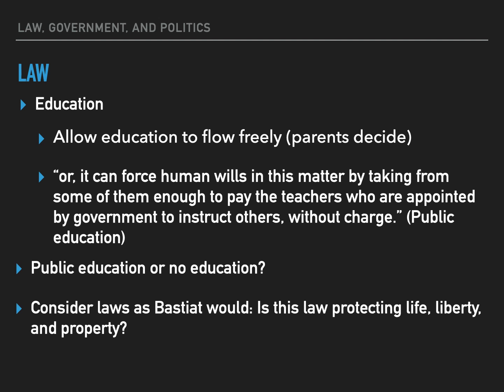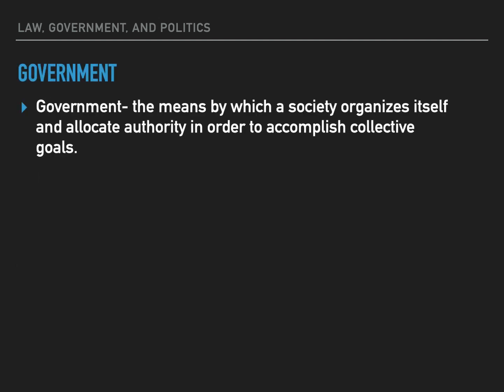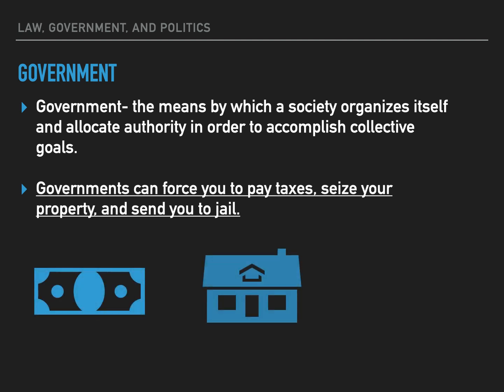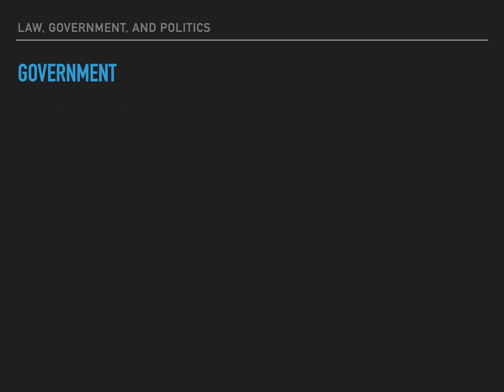And speaking of government, it is the means by which a society organizes itself and allocates authority in order to accomplish collective goals. Government can force you to pay taxes, seize your property, and send you to jail. Let's look at some types of governments.